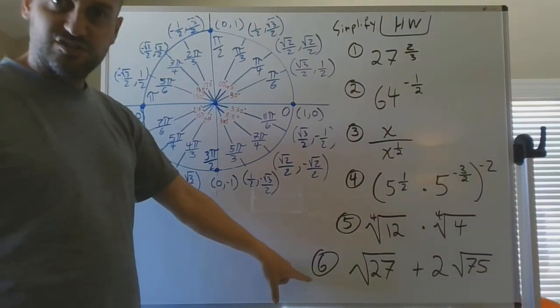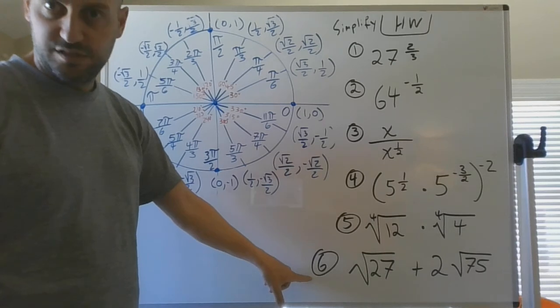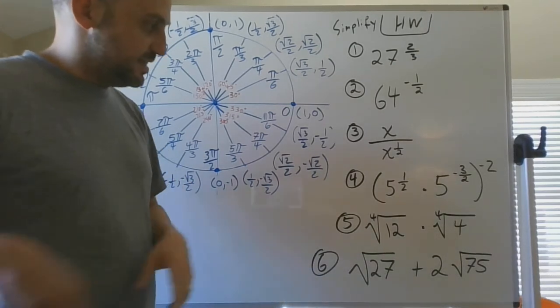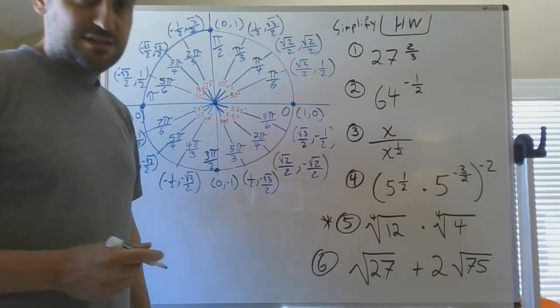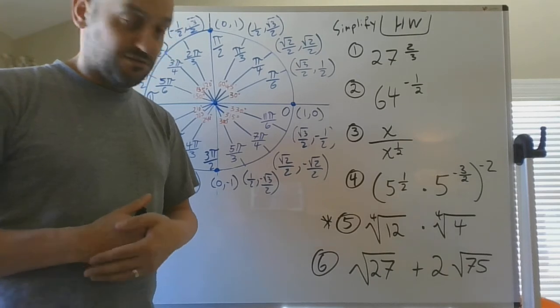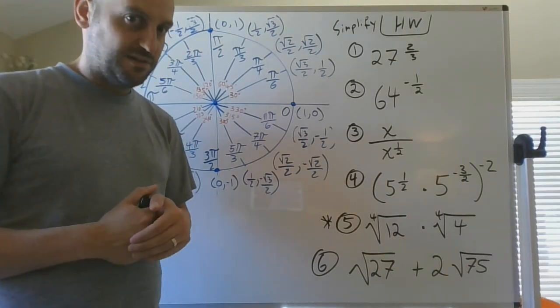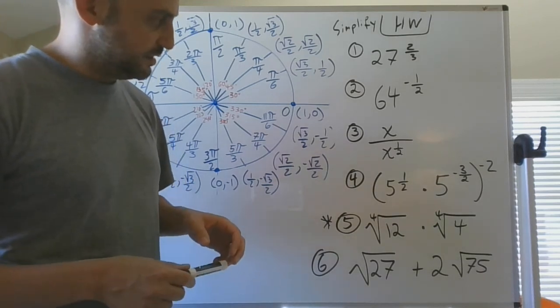Number 6, that's just like what we just did. Number 6 is a problem exactly like we just did. And number 5, I'm going to put a little star on it. I haven't necessarily gone over number 5 yet. I just want to see if you guys can handle that. If you're not sure how to do number 5, you need to come to the tutoring session. I will go over that during the tutoring session.